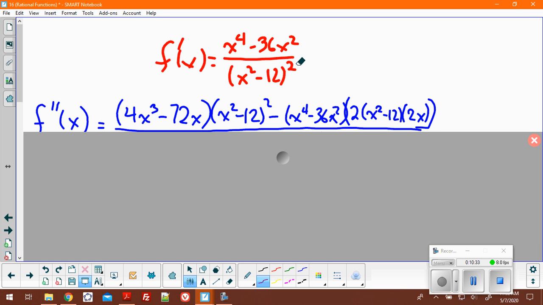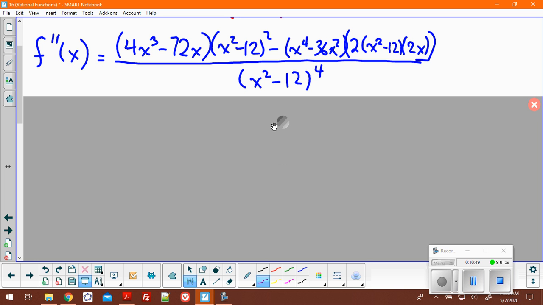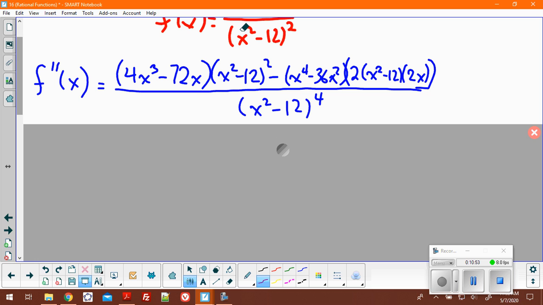This has the exponent, so we have to go to the chain rule. I bring down the 2, leave the inside alone, and then I do the derivative of the inside, which is 2x. Over the denominator squared, so it's going to be power 4, since I've got x squared minus 12 squared, so it's 4.